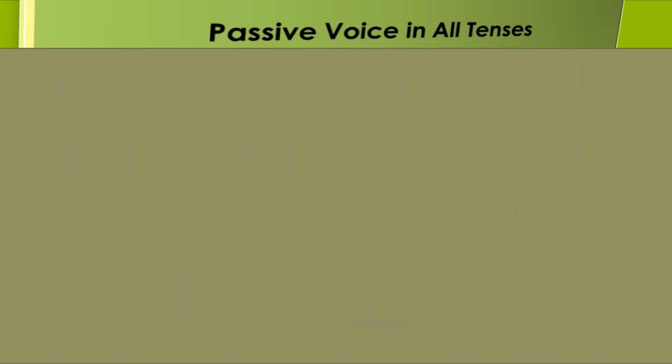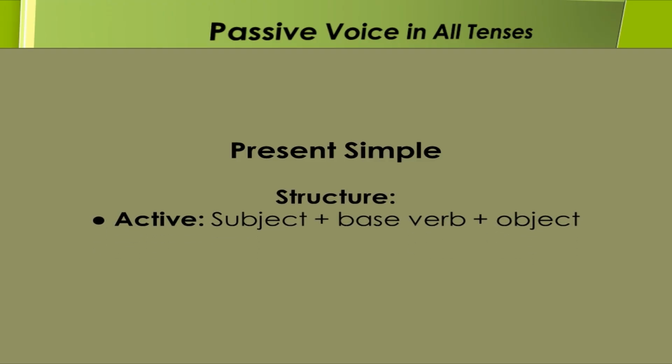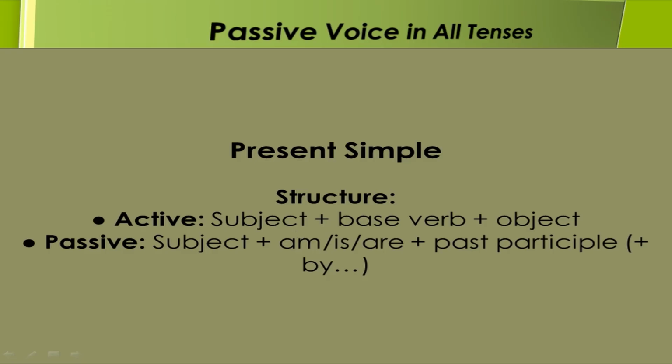Passive voice in all tenses. Present simple. The structure of active in present simple is subject, for example, James, plus base verb like eat, plus object, food. The structure of passive is different. The subject here is what we call the object. Don't put again I, you, he. No, don't think of those. What you should think of is what was the object of your active voice. That object of your active voice is the one that you're going to turn into the subject of the passive.